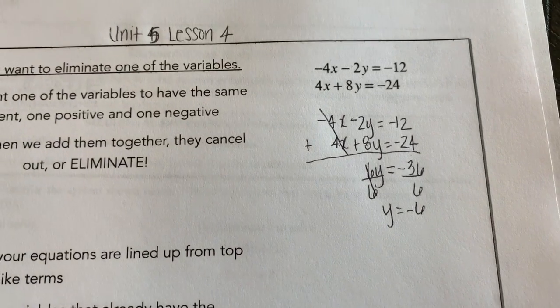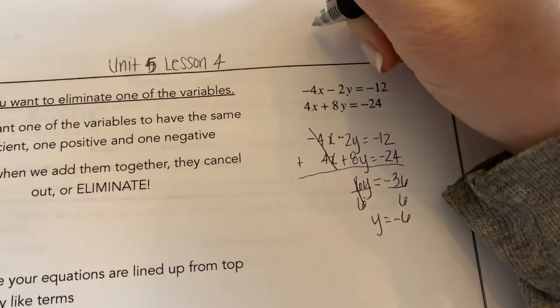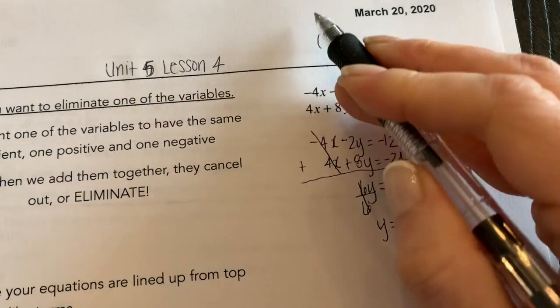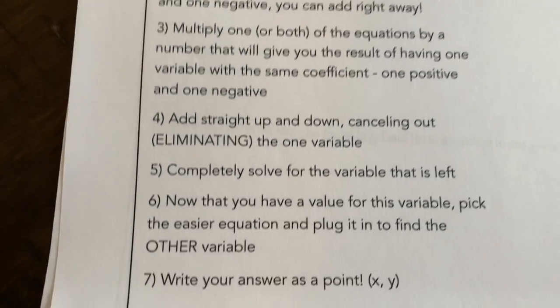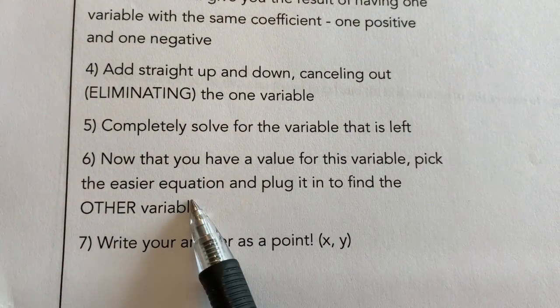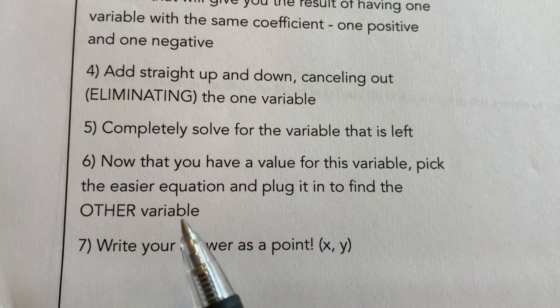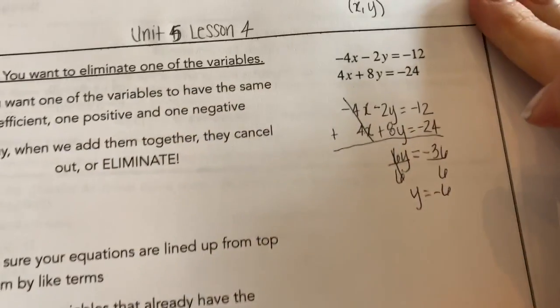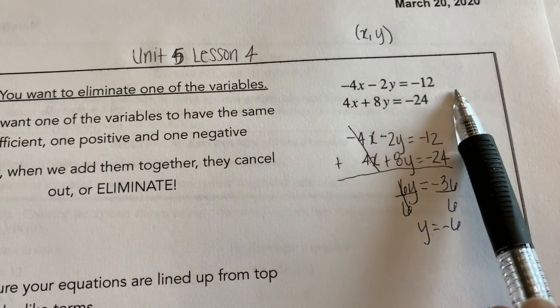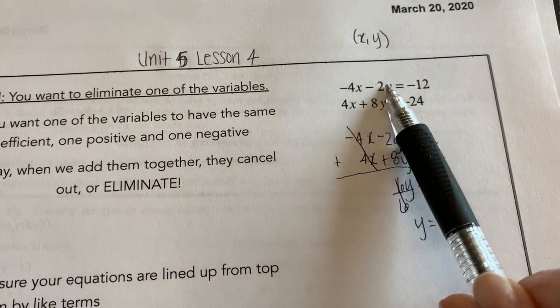Hooray! Remember that when we solve a system of equations, our solution is supposed to be written x comma y, right? So this gives me the y, but I don't have the x. So just like we did with substitution, now that we have a value for this variable, we're going to pick the easier equation and plug it in to find the other variable. So whichever one you think looks nicer. Okay, even though these are negatives, we can use that because the numbers are smaller.